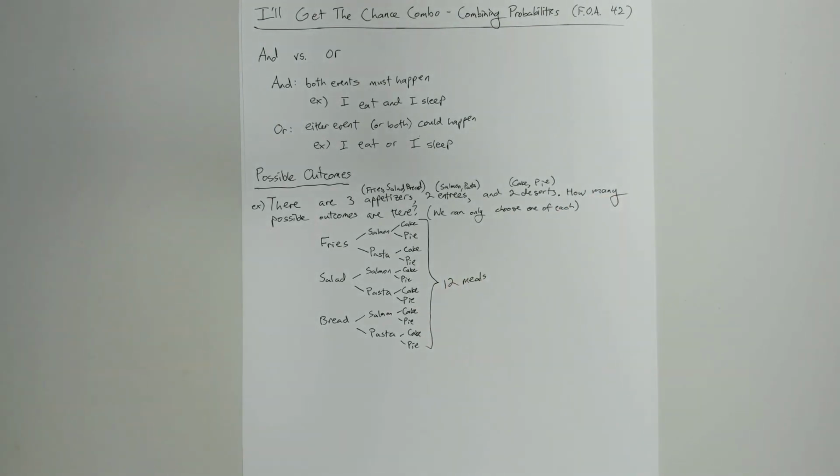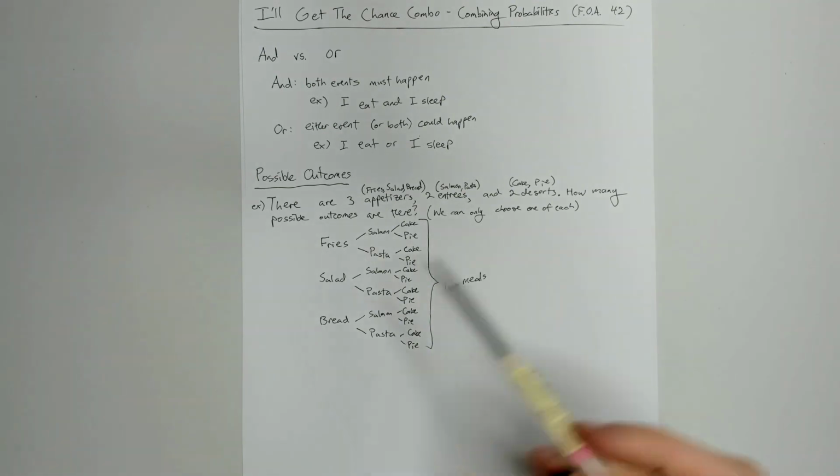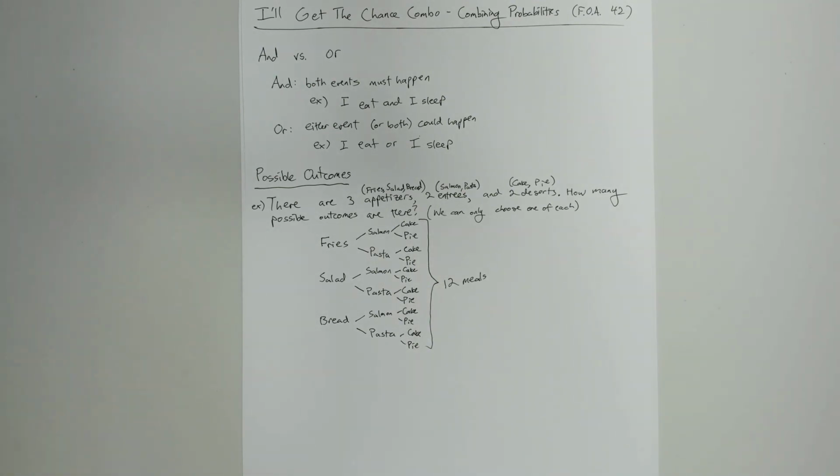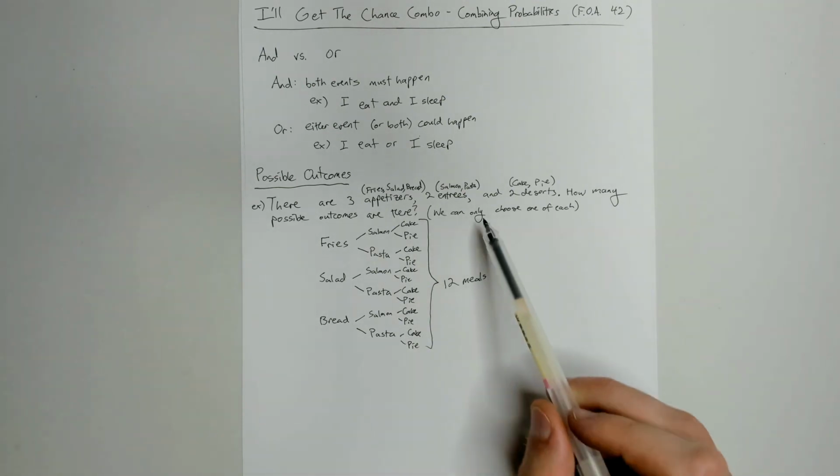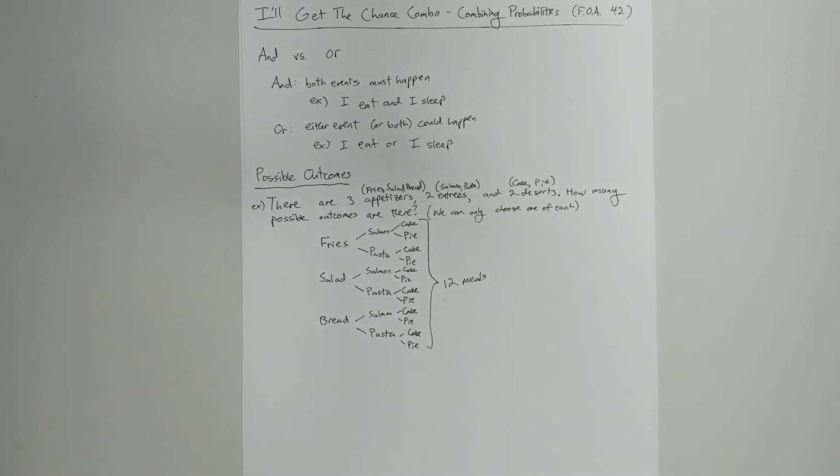Okay, so this is a nice visualization of how many possible outcomes there are. However, is there a faster way we could have done this? Because that was a lot of work writing that out. And imagine if there were way more options. I mean, this is a pretty garbage restaurant if this is the only options you have. So is there a way we could do this a little more mathematically?